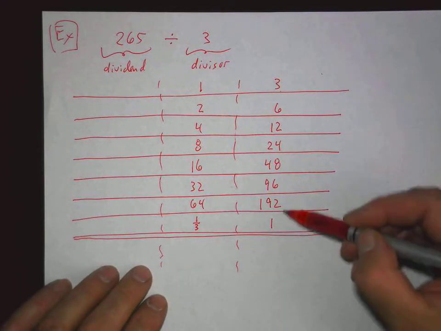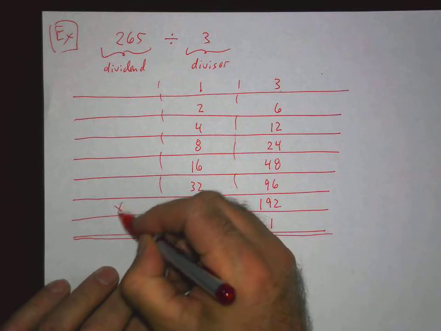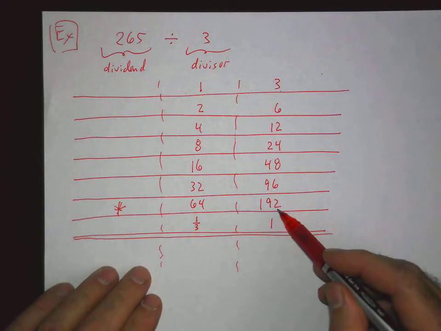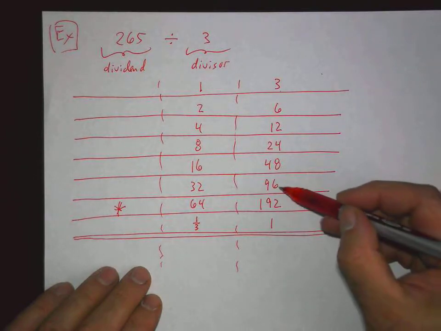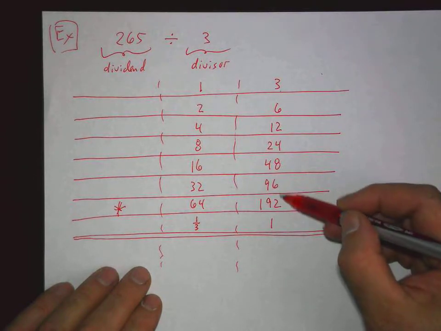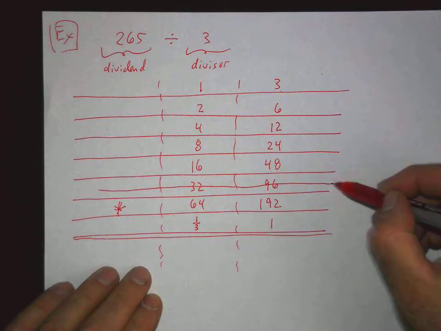I form a sum starting with the largest power of 2 that's less than the dividend, so that's this guy. My sum so far is 192. Of those multiples of the divisor that are remaining, can I add 96 to the sum and get something less than or equal to the dividend? If I add 96, I'm going to get 288. Nope. No good. Okay, I'm going to cross that out.